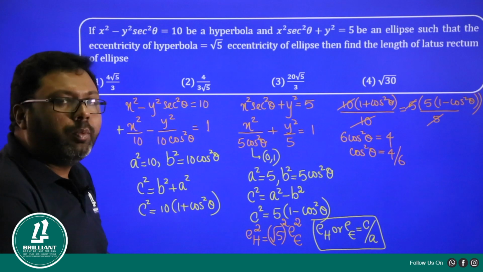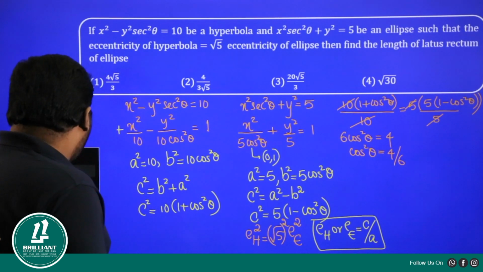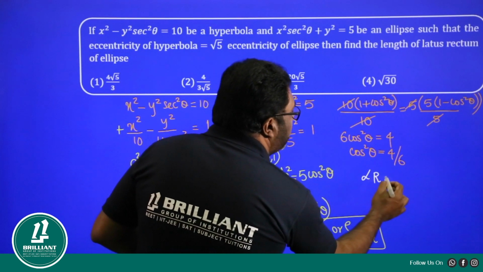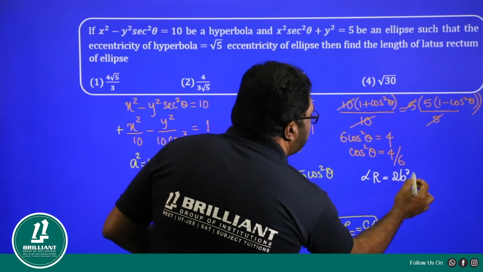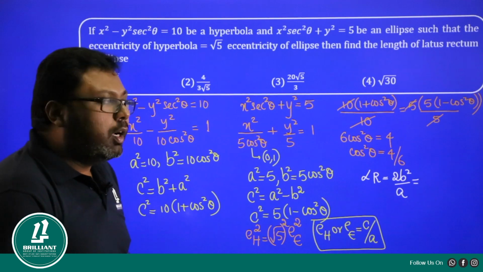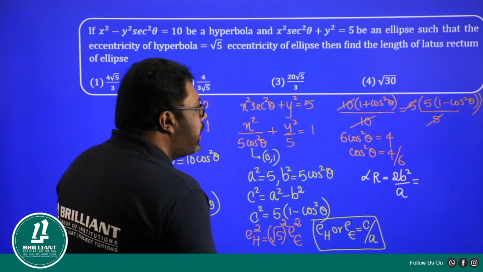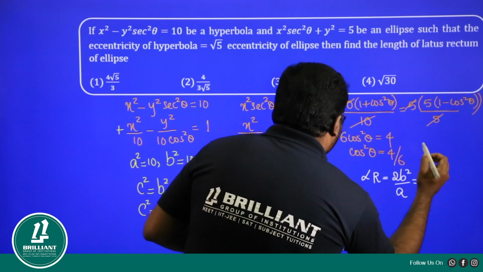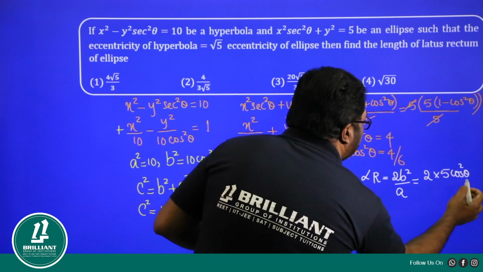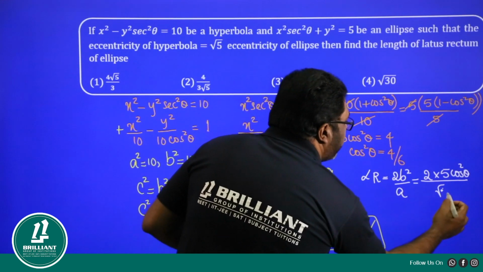Now I'm supposed to find the length of the latus rectum. How do you find the length of the latus rectum here? The latus rectum is equal to 2b squared divided by a. So what is the b squared of the ellipse? The b squared of the ellipse is 2 into 5 cos squared theta, and a of the ellipse is root 5.